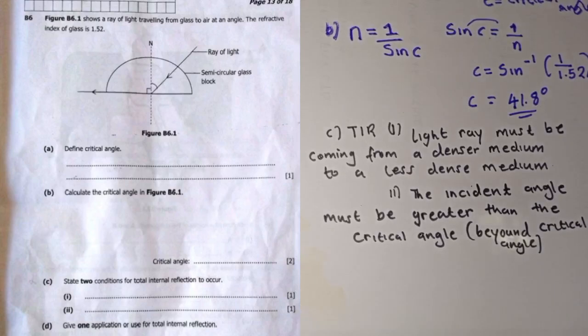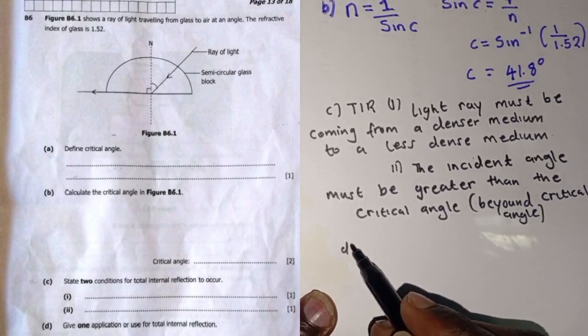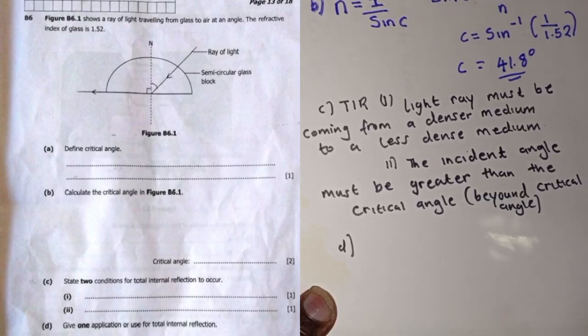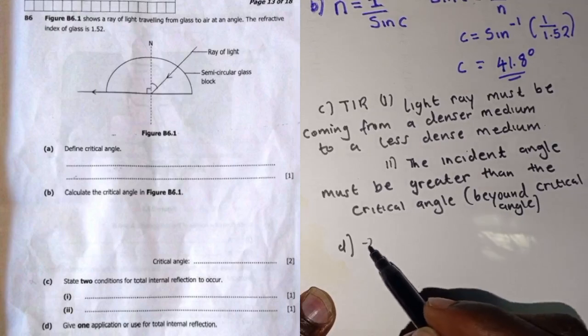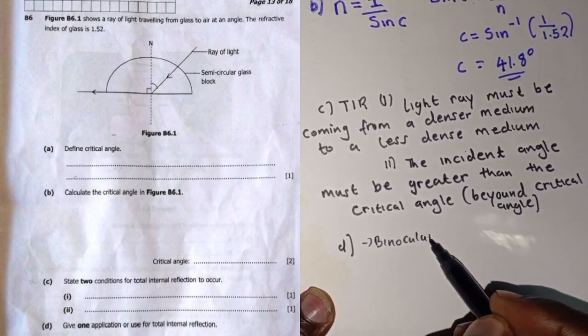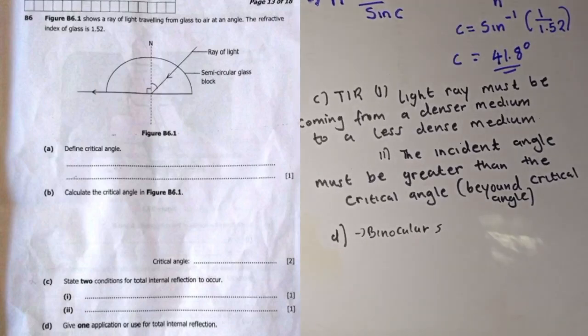These are the two conditions that are required. Okay, the two conditions that are required. Question D. Give one application or use for total internal reflection. Okay, so total internal reflection is used in many things, binoculars, many things. We'll just give one here, in the binoculars. Here we use that.